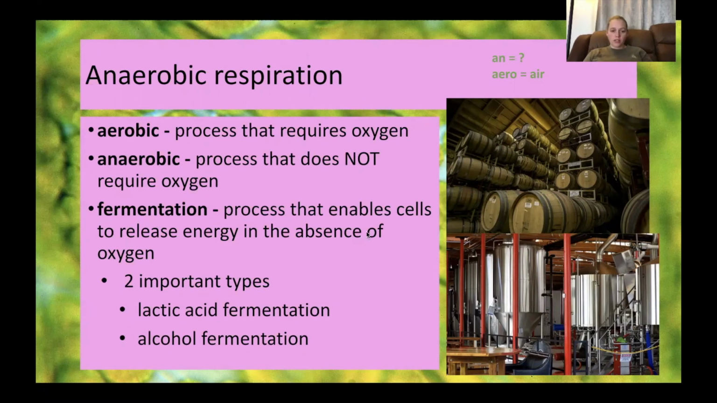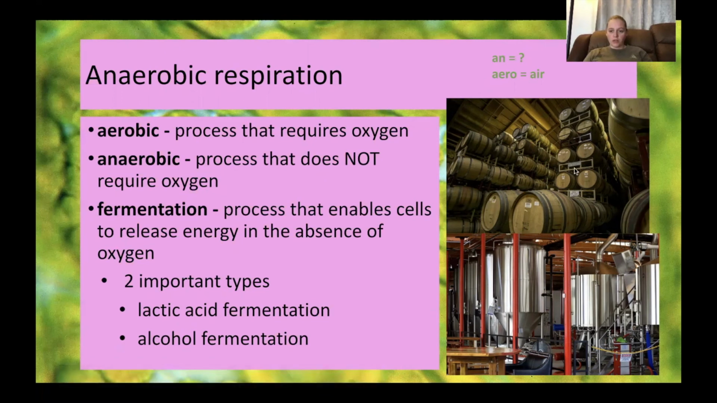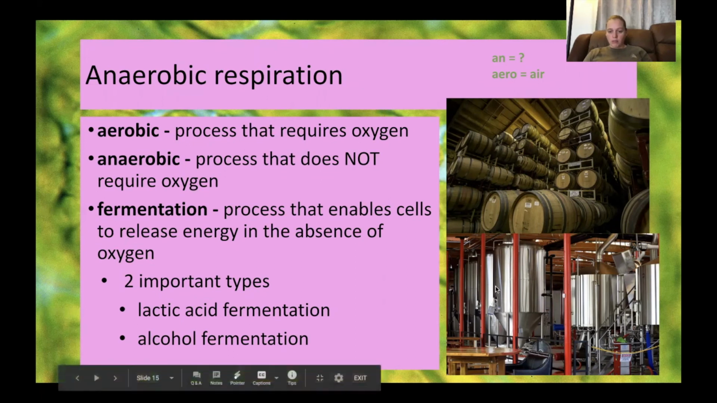This is a process that allows cells to get energy in the absence of oxygen, and there are 2 important types: lactic acid fermentation and alcohol fermentation. And in some shape or another, humans are going to exploit these 2 types of fermentation. And we can see here some ways I want you to remember fermentation. These are wine casks fermenting wine. And this is a brewery where they are making beer by fermenting mash inside of these big barrels.